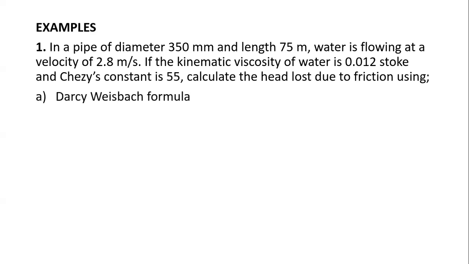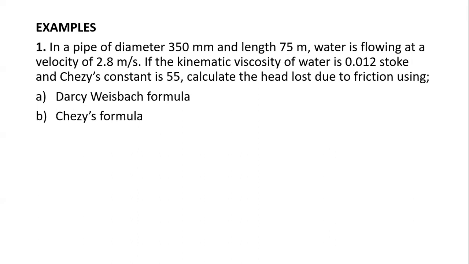Okay, now let's look at this, using the two formulas, either Chezy's or Darcy's formula. So here is the pipe: diameter is 350 millimeters, the length of the pipe is 75, and velocity of flow is 2.8 meters per second. Then the kinematic viscosity of the water is 0.012 stokes, and Chezy's constant is 55. So let's find the head loss due to friction.